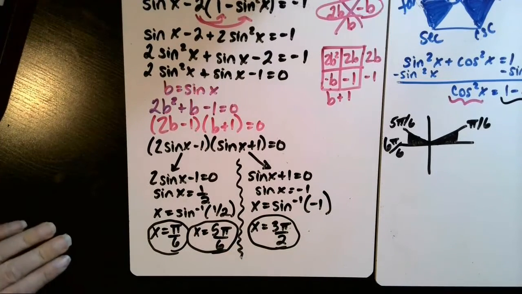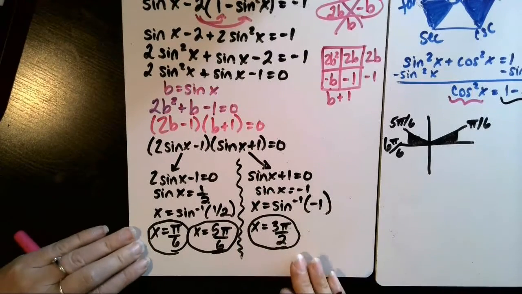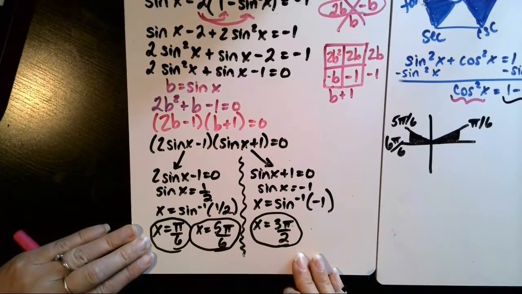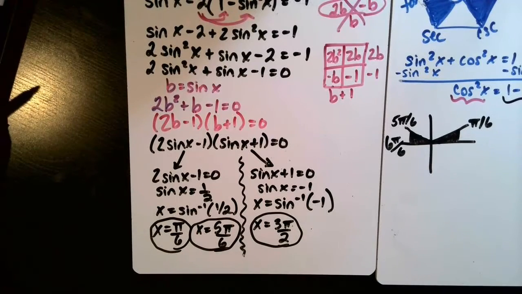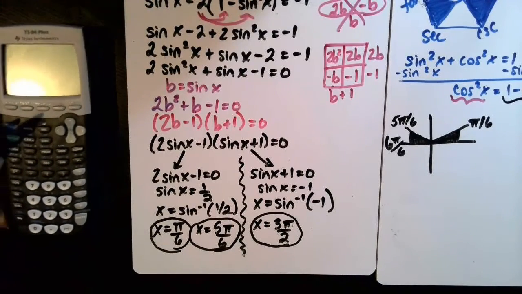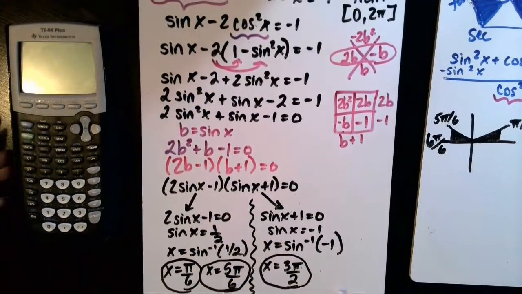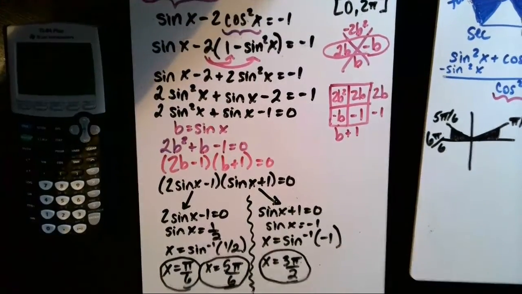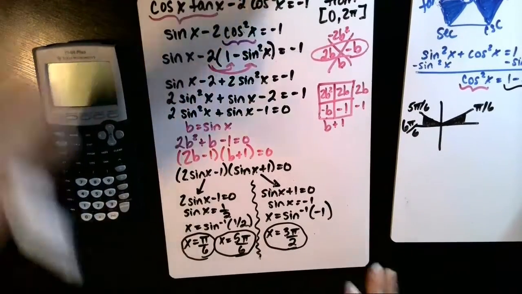Now, we still need to check these answers because it's possible that we made a mistake and we would catch it when we checked it, or that something might be extraneous and we would have to throw it out if it was outside of the domain. So let's slide back up, see if I can make this a little higher so we can see everything at once. There we go. That's better.